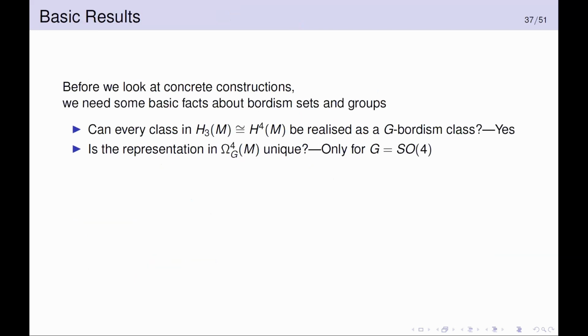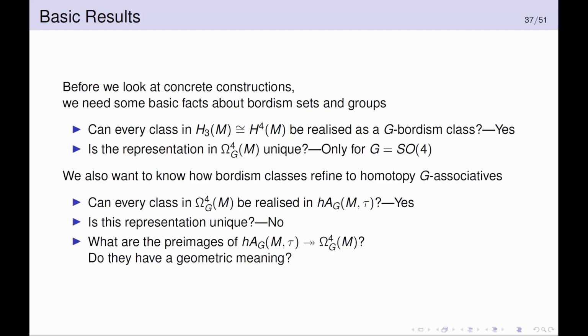So first of all, can we represent a homology class in N, which is the same as a 4 cohomology class, by a G-bordism class? The answer is yes, that's always possible. That's also because the normal bundle is trivial and I can choose whatever structure I like. And is this representation unique? Indeed, by work of Thom, that's the case if we pick the full SO4 as structure group, but there will be more choices to pick from if we go to some subgroups.